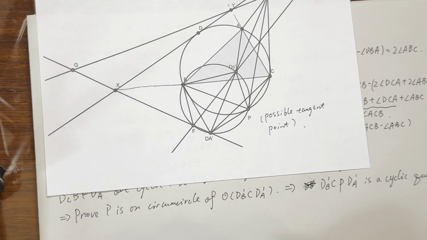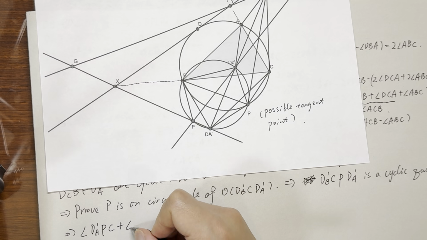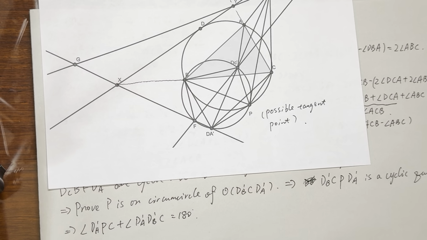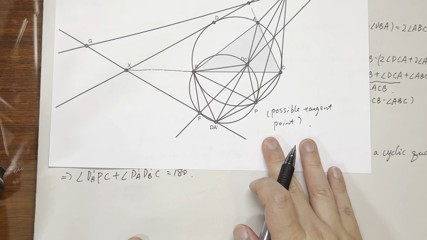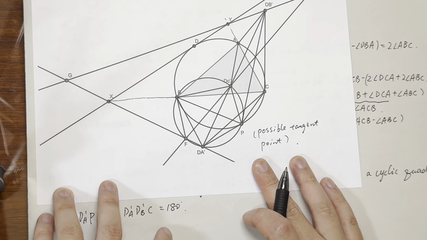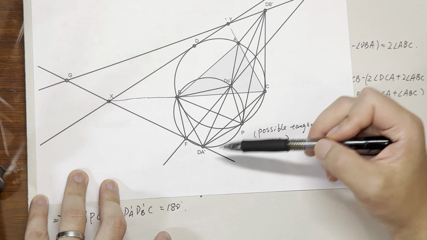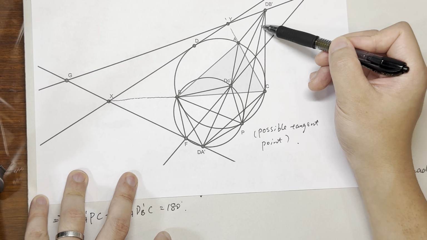right? Which means we just need to prove that angle DA prime PC plus angle DA prime DB prime C equals 180. Right, we just need to prove this. Okay, now think about how to prove that. The first thing is that we want to find the angle DA prime DB prime C, right? We want to find this angle.